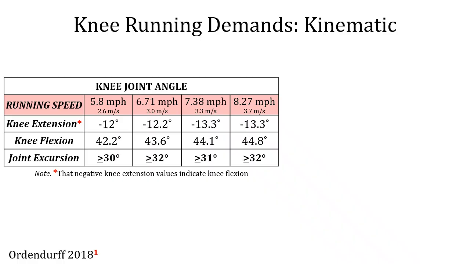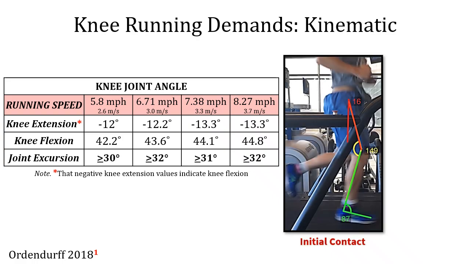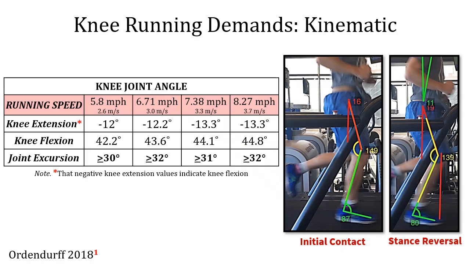Knee flexion angle is going to be around 42. Again, as speed increases, the range of motion demands are going to also increase, and then the joint excursion is also going to increase as well. And so to give a visual representation of what we're talking about with the initial joint excursion, it's taking the initial contact and then looking at the stance reversal at the point of greatest knee flexion.